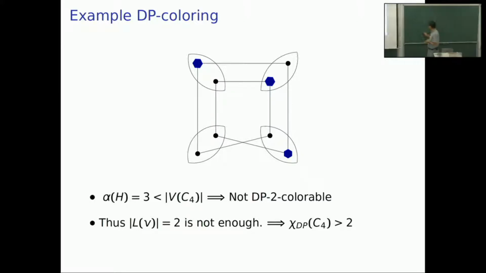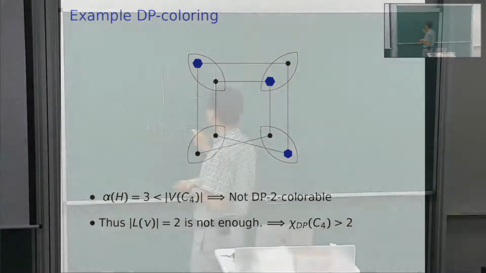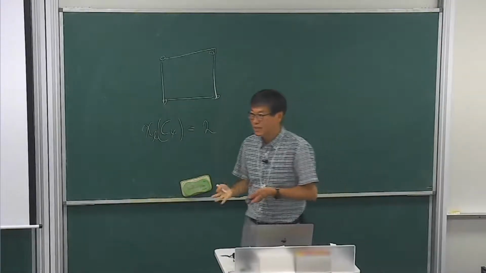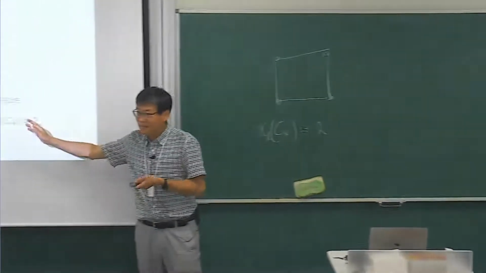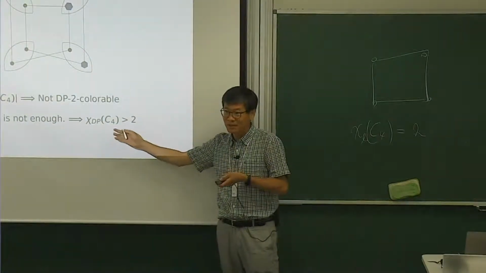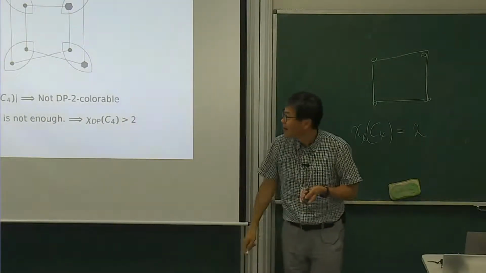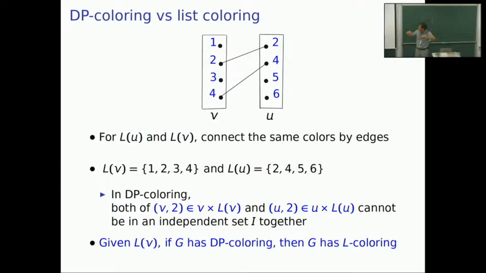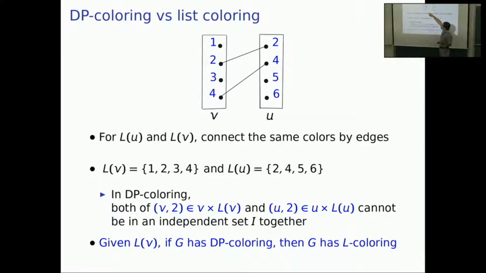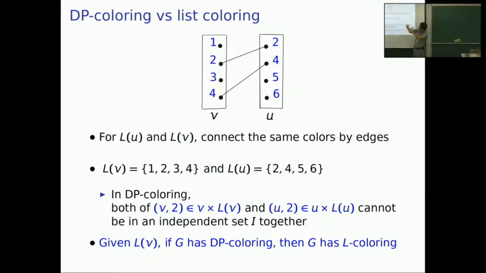But here we know its choice number is 2, right? So this is one example. The DP-chromatic coloring is different from list coloring. And what is the relationship between DP coloring and list coloring? If we have list 1, 2, 3, 4, and list 2, 4, 5, 6, we have a matching. We just connect the same numbers.